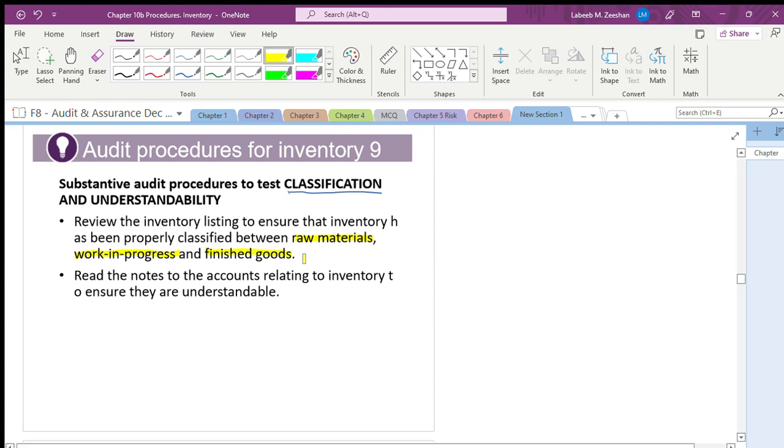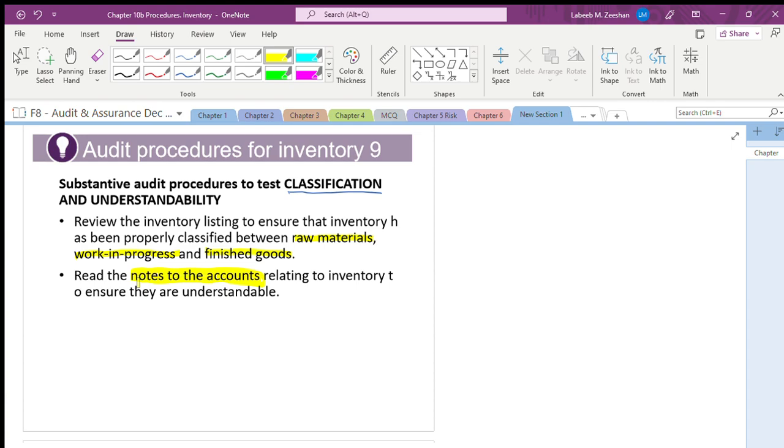We have to mention what is the element of raw materials, what is the work in progress and the finished goods. Yeah, read the notes. That's what it says. People will always ignore this. Of course, professional level examination is different from the academic level. In the professional examinations, you have to refer to the notes to the accounts.